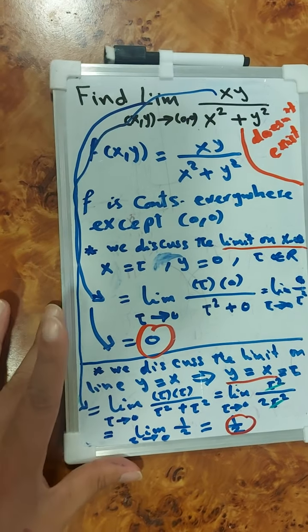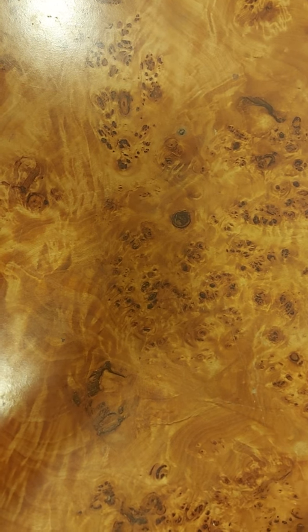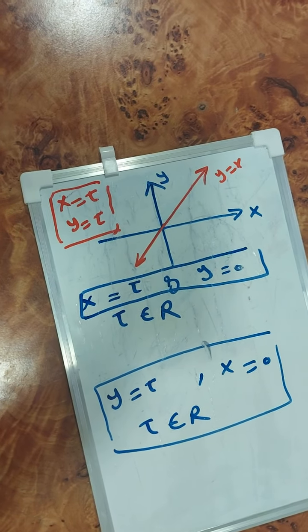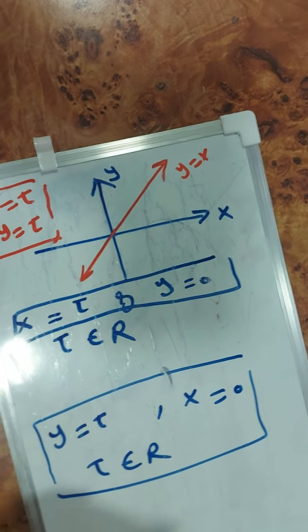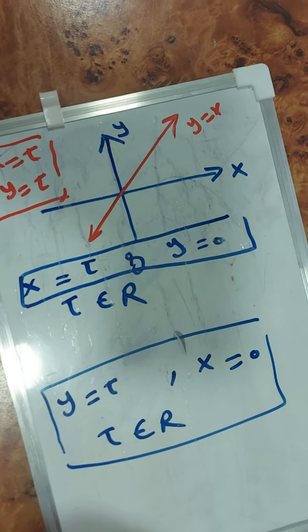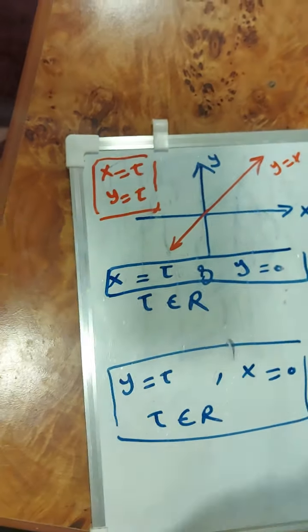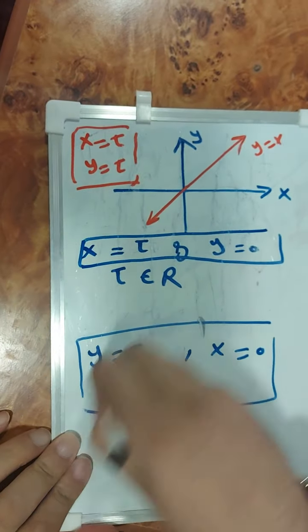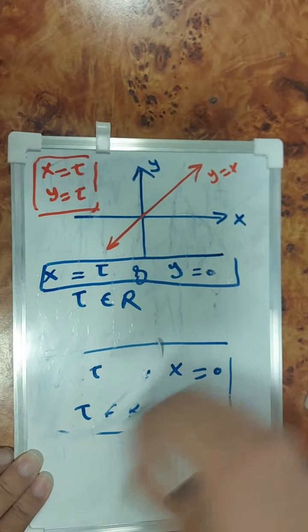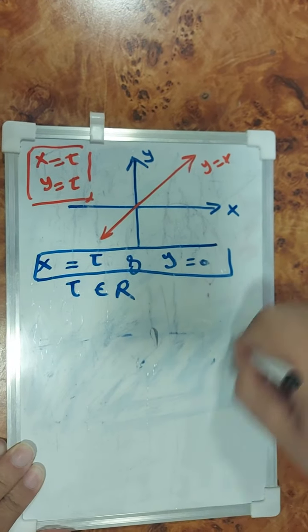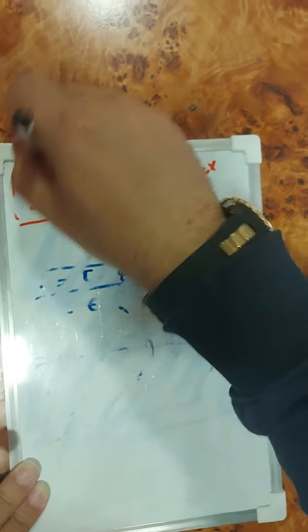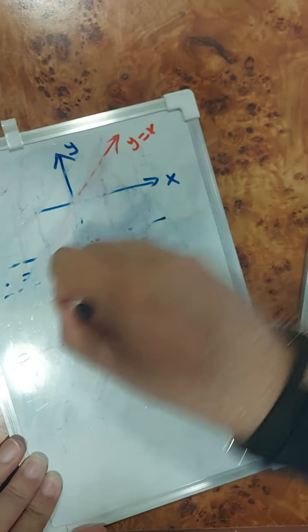This is a method to solve this limit. We have also another method to solve this limit. We will discuss the existence of the limit on the line y equal mx. This is another method to obtain the same result.